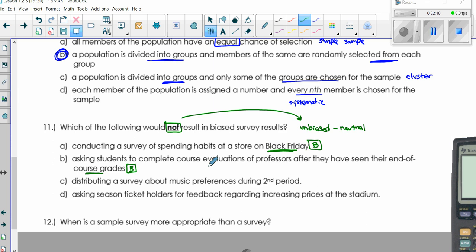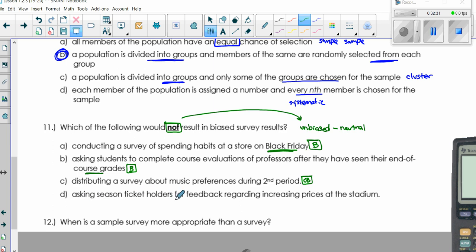Distributing a survey about music preferences during second period. This would be unbiased because you just picked second period and everybody gets that survey during that period. You're not picking any one group over another. Everybody's got a second period class. Everybody gets it then.